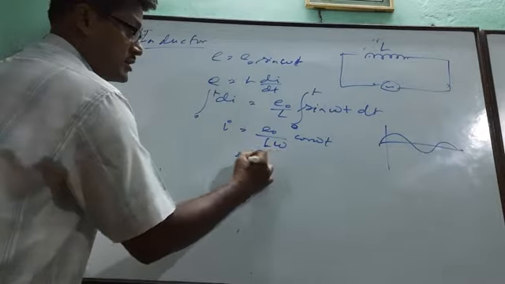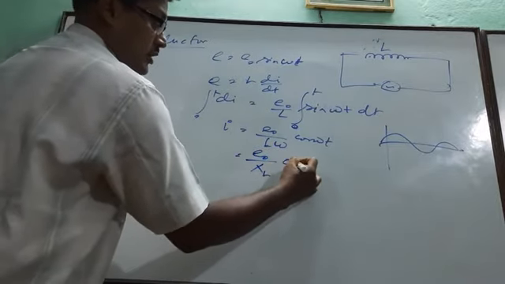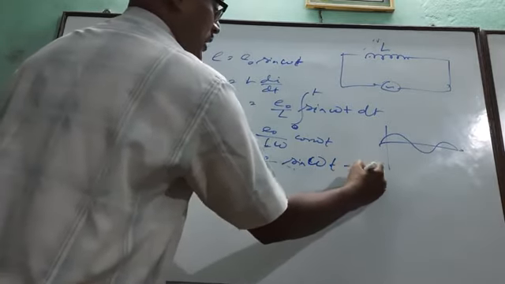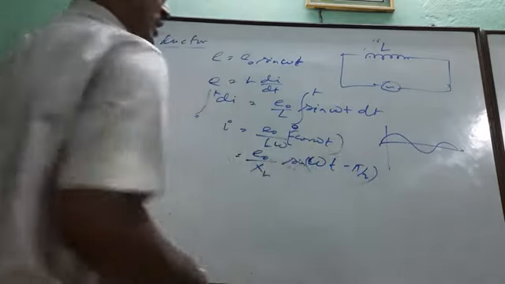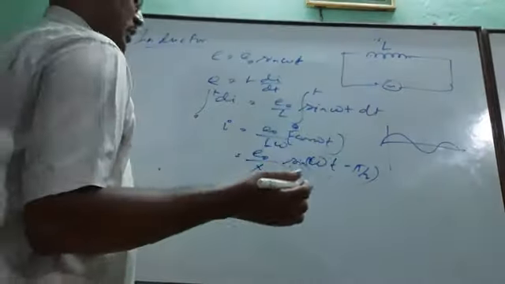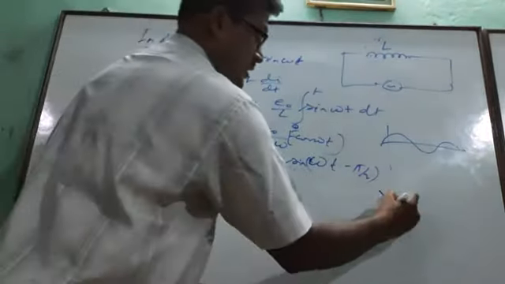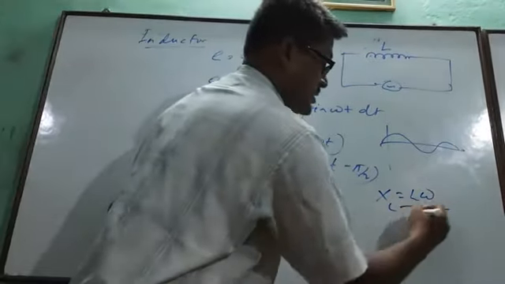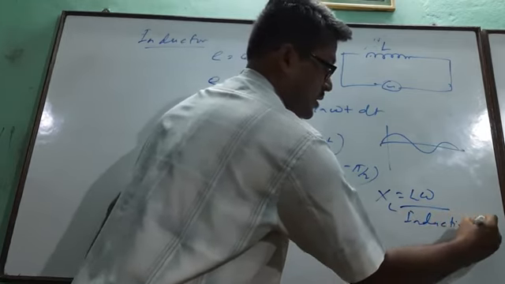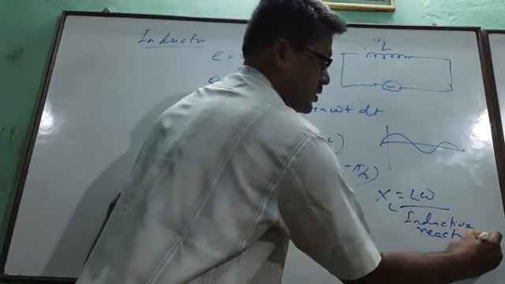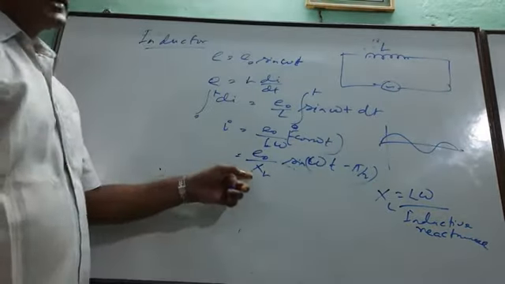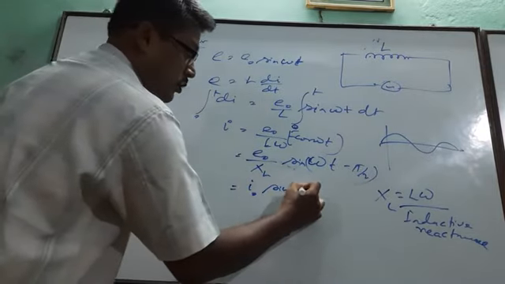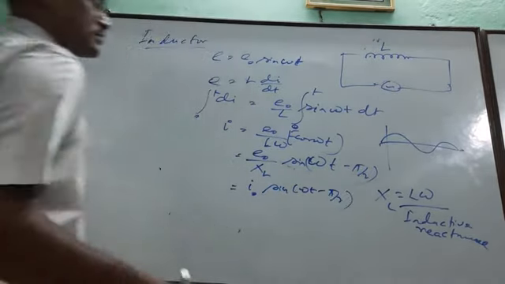Now here it is E0 by XL, minus cos omega t. Minus cos omega t can be written in the form of sin of omega t minus pi by 2. This XL is known as inductive reactance. Now this is I equal to I0 sin of omega t minus pi by 2.